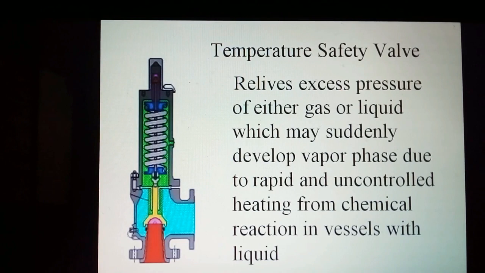Temperature safety valve will lift excess pressure of either gas or liquid which may suddenly develop a vapor phase due to rapid and uncontrolled heating from chemical reaction in liquid-laden vessels. It lifts up due to sudden change in temperature in the valve.